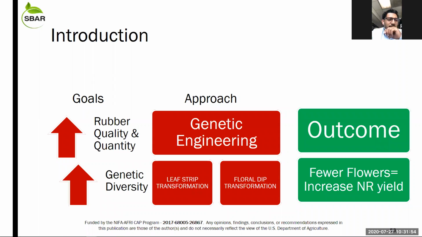Guayule is a xerophytic perennial woody shrub native to the southwestern U.S. and northern Mexico that serves as an alternative source of hypoallergenic latex and natural rubber. For guayule to be amenable for commercial production, the rubber quality and quantity need to increase, as well as the genetic diversity. Thus, we are interested in the genetic engineering of guayule to meet this goal through agrobacteria-mediated leaf strip transformation and floral dip transformation. These transformations, if successful, have the potential to downregulate flowering to improve yield.